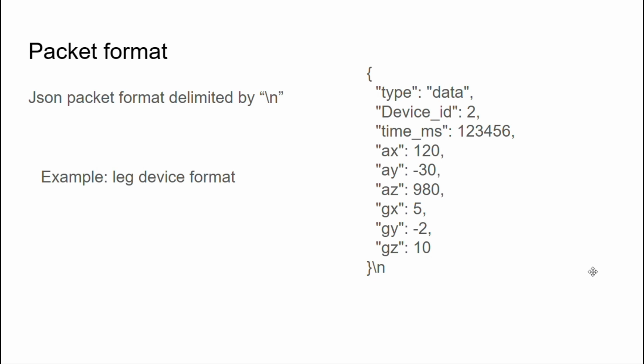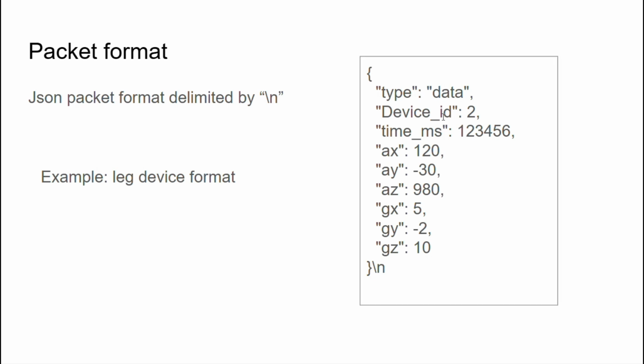All packets are transmitted as JSON objects with TCP over Wi-Fi. An example is this packet sent from the leg device. It has the type field, device ID, timestamp, and the IMU measurements. Each packet is separated by a newline so the receiver can parse it.